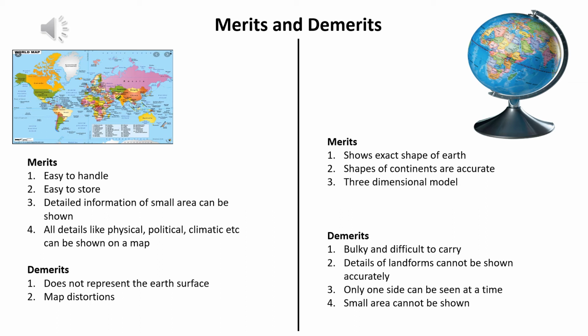Looking at the merits of globe, a globe is three-dimensional and shows the exact shape of the earth, whereas a map does not represent the earth's surface accurately. And as a map is represented on a flat surface, distortions do take place in a map.